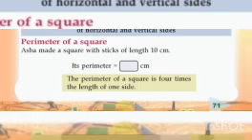Next one, perimeter of a square. Asha made a square with sticks of length 10 centimeter. Its perimeter is 10 plus 10 plus 10 plus 10, which is 40. 40 centimeter is its perimeter. The perimeter of a square is 4 times the length of one of the sides. That's why we use 4 into 10 to find 40 as our perimeter.